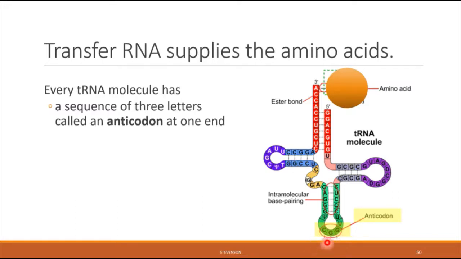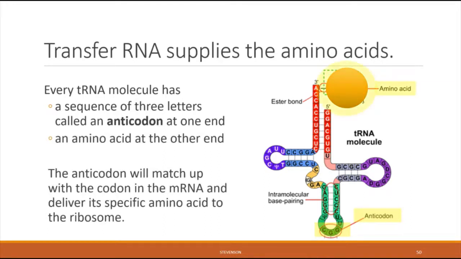But the cell has anticodons and tRNAs for every possible combination of 3 letters down here. This one just specifically happens to be CGG. At the other end of the tRNA molecule, it is carrying an amino acid. And so the way that the tRNA molecule works is it will use this anticodon here to match up with the codon in the messenger RNA, which is why it's called an anticodon. And in doing so, it will deliver its specific amino acid to the ribosome so that the ribosome can use it to build the protein.